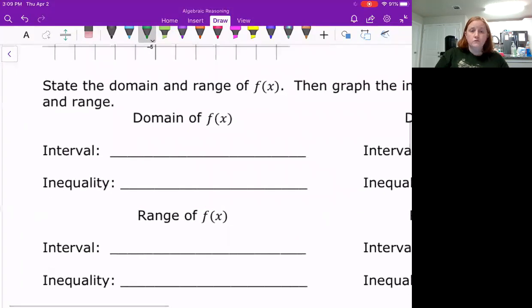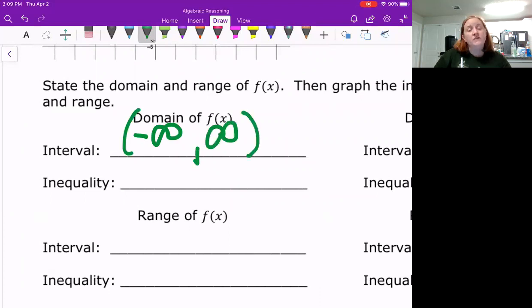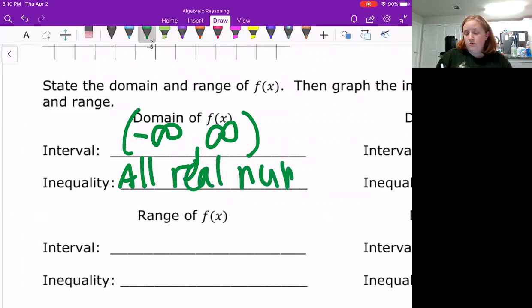Now we also have interval and inequality notation. The interval notation was the one with the parentheses or the brackets. Since we are looking at the smallest number being negative infinity and the biggest number positive infinity, infinities always get parentheses. And again, since we are using every possible number on our x-axis, we have all real numbers. We're using all the numbers on our x-axis. So all real numbers.